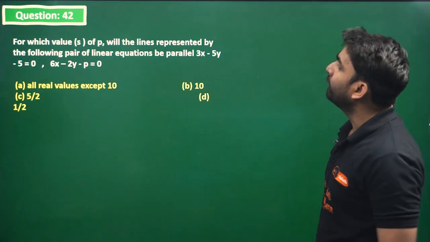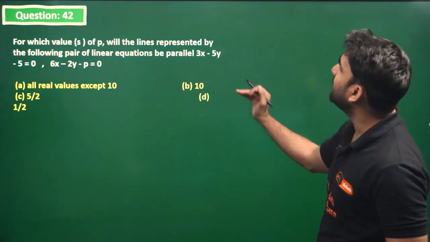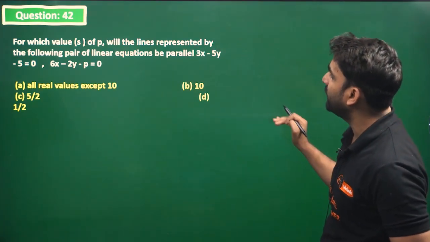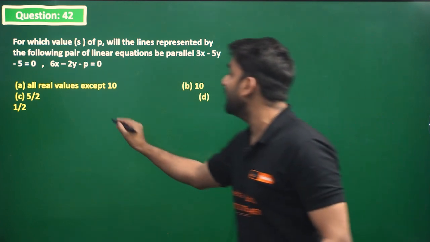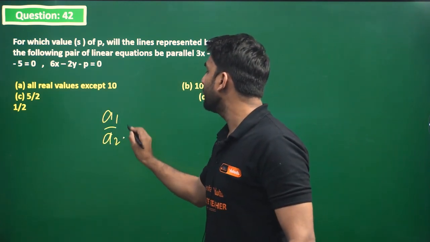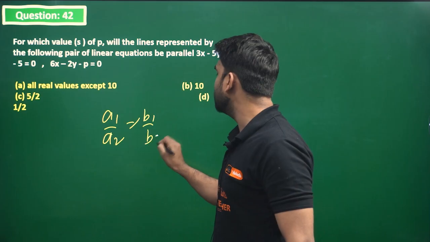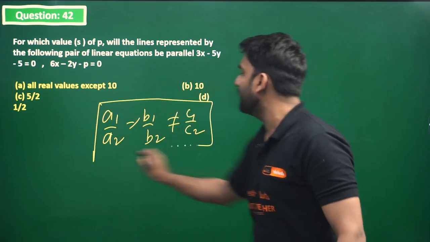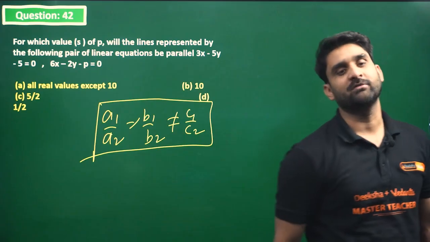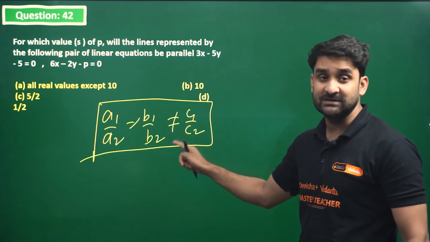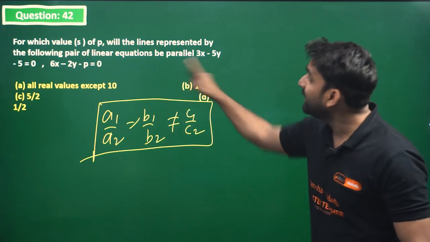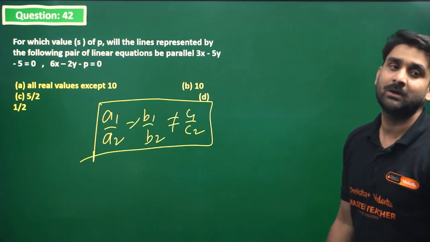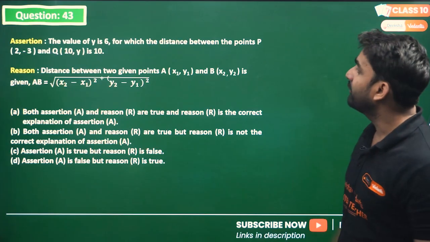Question number 42. For which value of p will the line represented by the following pair of linear equations be parallel? Come on, my dear. For the parallel condition, this condition should be fulfilled. A1 by A2 will be equal to B1 by B2, but will not be equal to C1 by C2. If this condition is satisfied, then only the pair of linear equations will become parallel to each other.